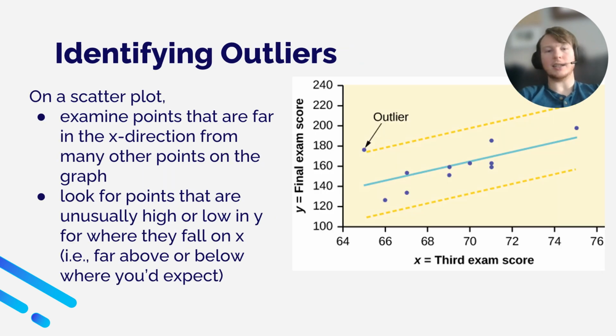Identifying outliers on a scatter plot can be done by looking for points that are unusually low or high in the y direction for where the rest of the points tend to fall in the x direction. One thing that can be helpful is to draw a mock line of best fit through most of the data and see how far different points fall from that. A point that falls very far from that line may be an outlier.